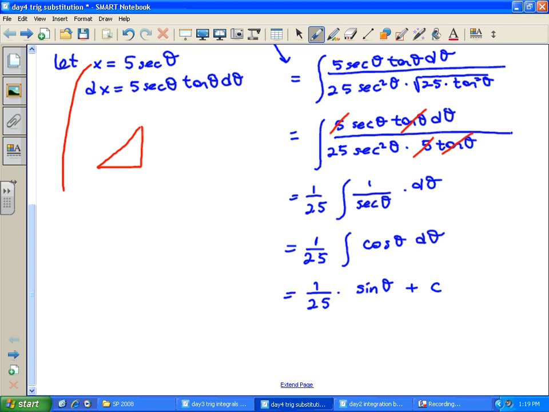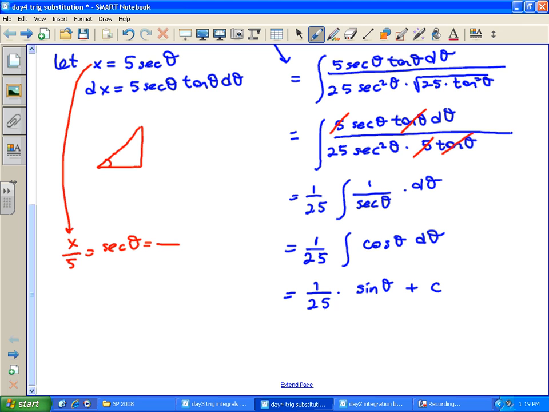from this original substitution, if x is 5 secant theta, that means x over 5 is equal to secant theta. Would everybody agree with that statement? If x is 5 secant theta, then x over 5 is secant theta. Any questions about that one? Okay. Now, tell me from trigonometry, what is the ratio for secant? Like opposite over hypotenuse or hypotenuse over something? What was secant?